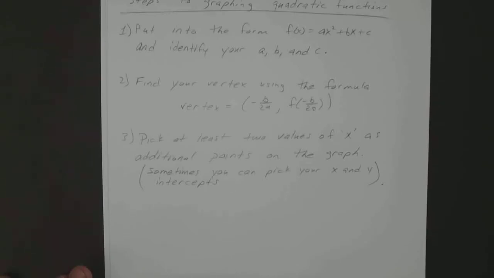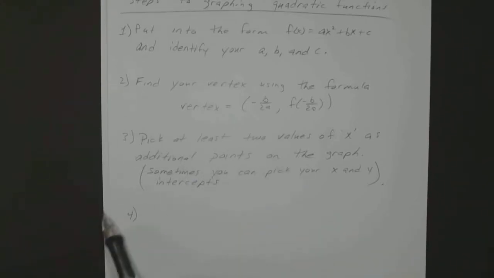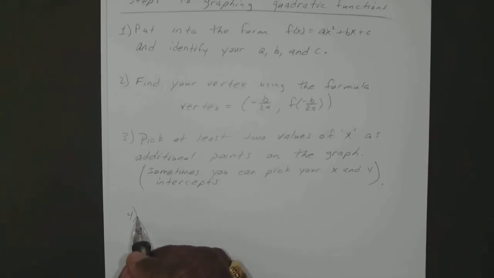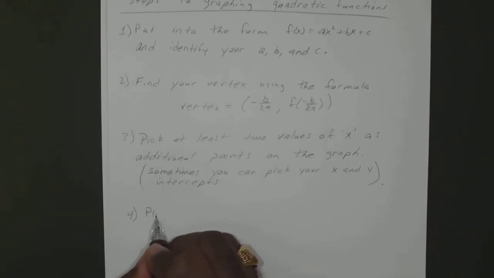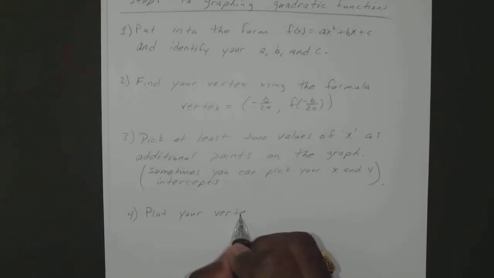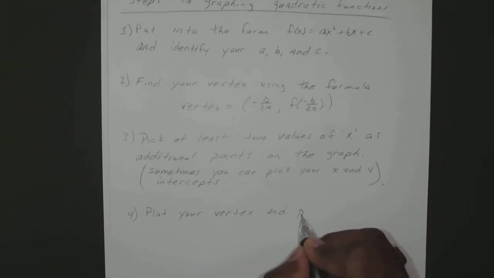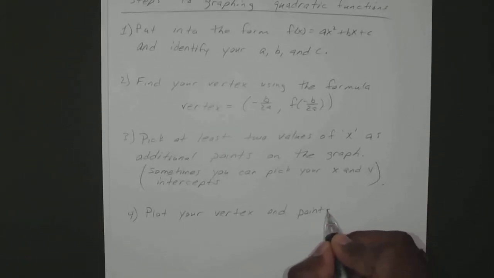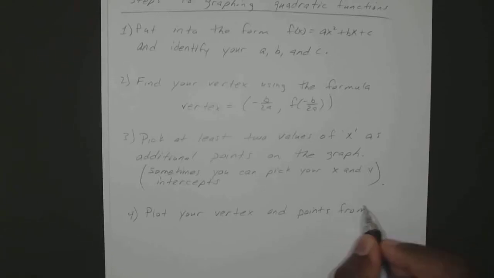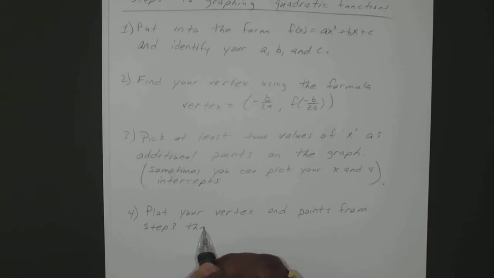Okay, then your fourth step is to plot your points from your vertex and the 2 extra points you picked from step 3, and then graph.